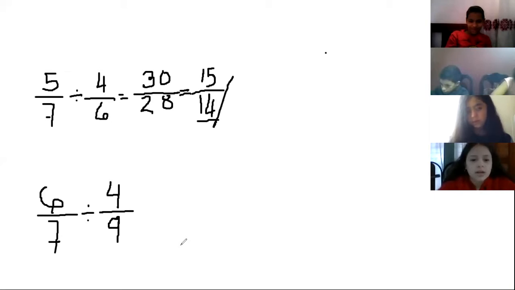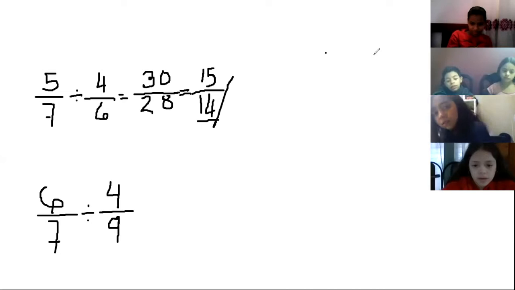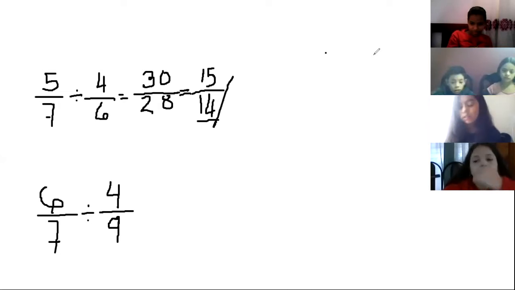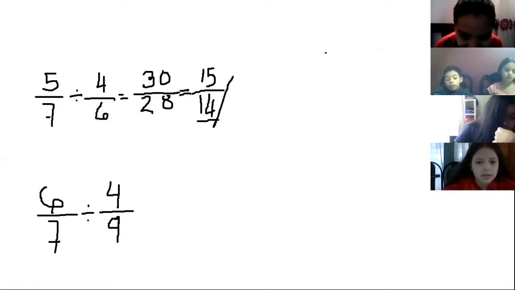What is the answer? Let's see. Somebody is writing the answer. Who is ES? I don't know who is ES. 27 over 14. 23 over 14, say some of you. Then I said 27 over 14.